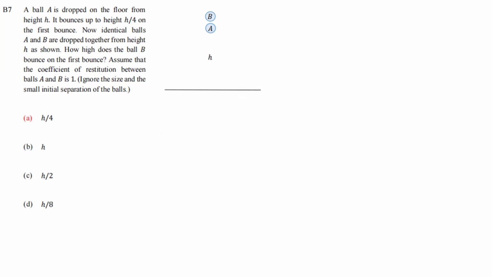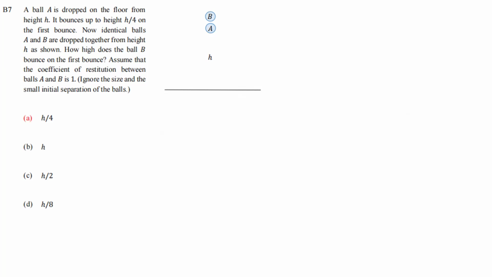How high does the ball B bounce on the first bounce? Assume that the coefficient of restitution between the ball A and B is 1. So ignore the size and the small initial separation of the ball. Right, so we need to find this.